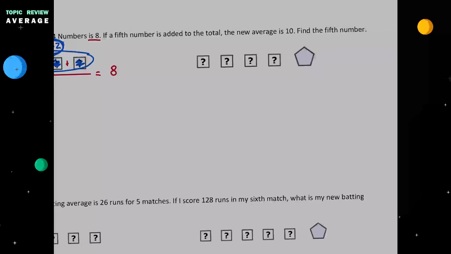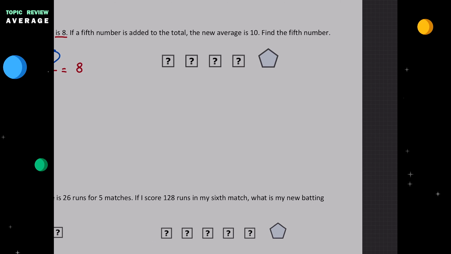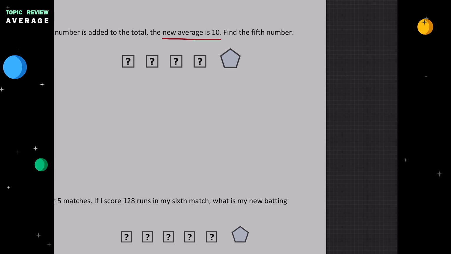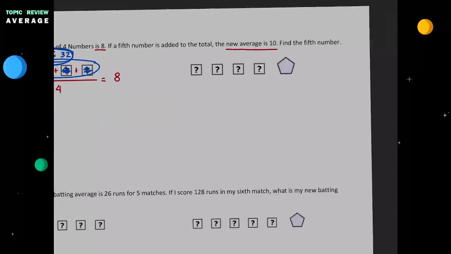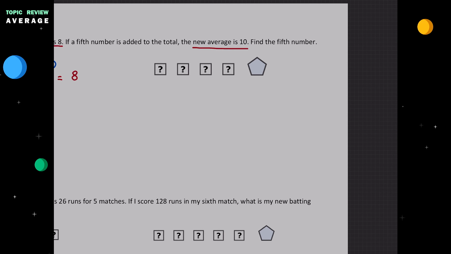Okay, so let's draw this again. Now it says if a 5th number is added. So here again we got 5 numbers now: 1, 2, 3, 4, 5. It says if a 5th number is added to the total, the new average is 10. So we got the new average is 10. Find the 5th number. So what it means is that you have these 5 numbers now, right? Instead of 4 numbers, you got 5 numbers now. And the 5th number, we don't know what it is, but we got 5 numbers.